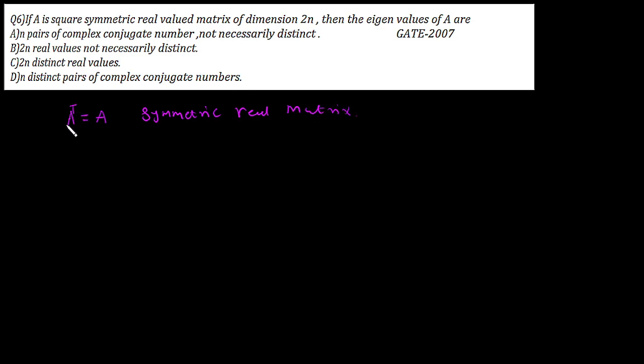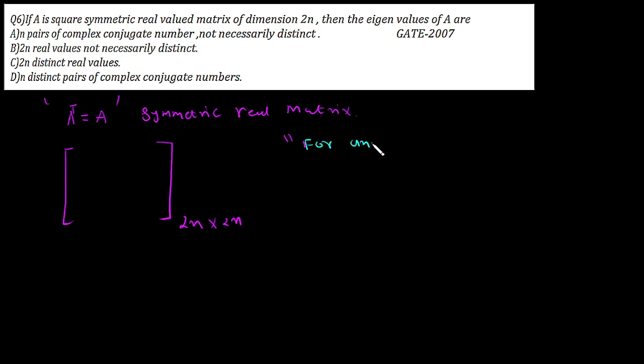So now it is already given in the question that this condition is going to hold: if A is a square symmetric real valued matrix of dimension 2n. We have been given the dimension of this matrix, and the matrix is always a square matrix. So here the dimension is 2n, which means it has 2n rows and 2n columns. Then the eigenvalues of A are, okay, they are asking about the condition of the eigenvalues. So now recall the property of this symmetric matrix: all its eigenvalues, let's write it here.